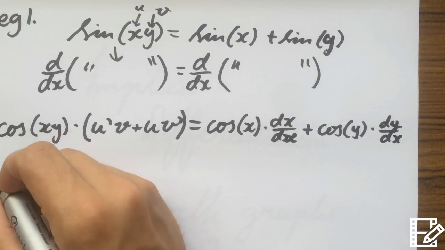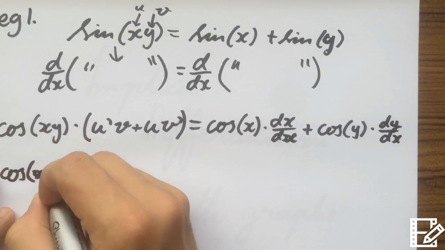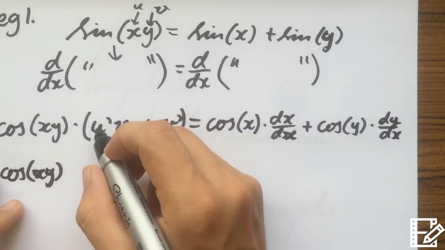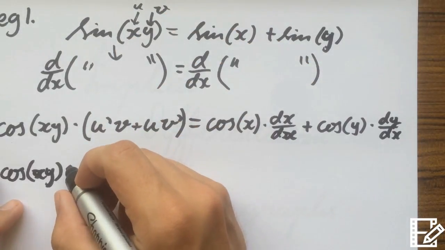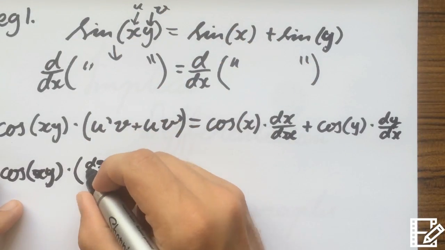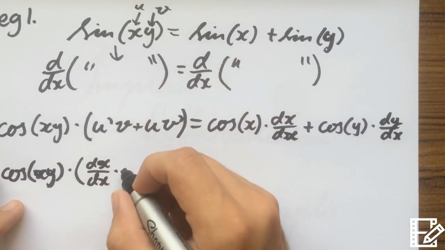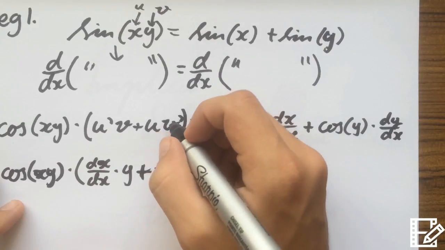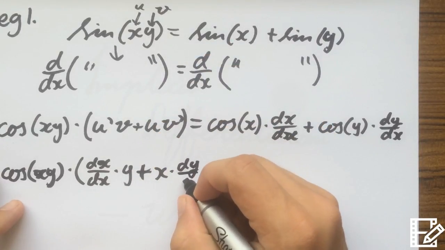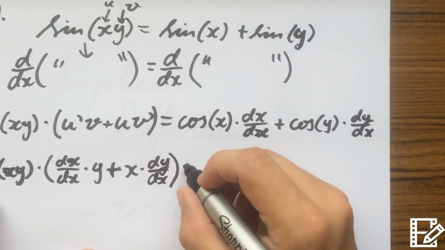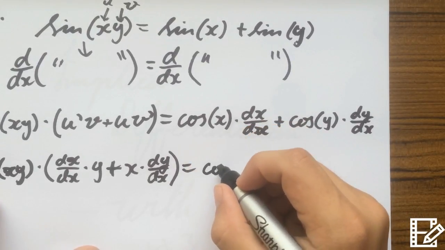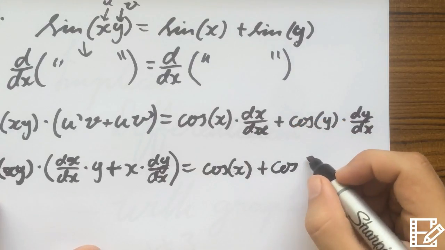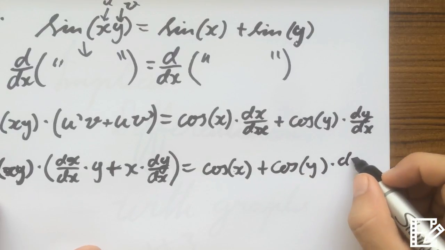Okay, now for this side, cos of xy, if u is x, then u dash would be derivative of x with respect to x, multiplied by v, which is y, plus u, which is x, multiplied by the derivative of v, derivative of y is, as it sounds, the derivative of y, equals cos x, multiplied by 1, you just leave it, plus cos y, multiplied by dy dx.